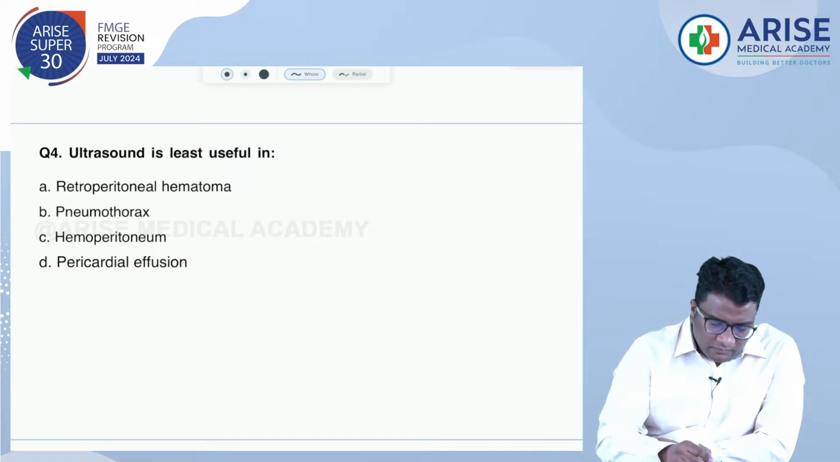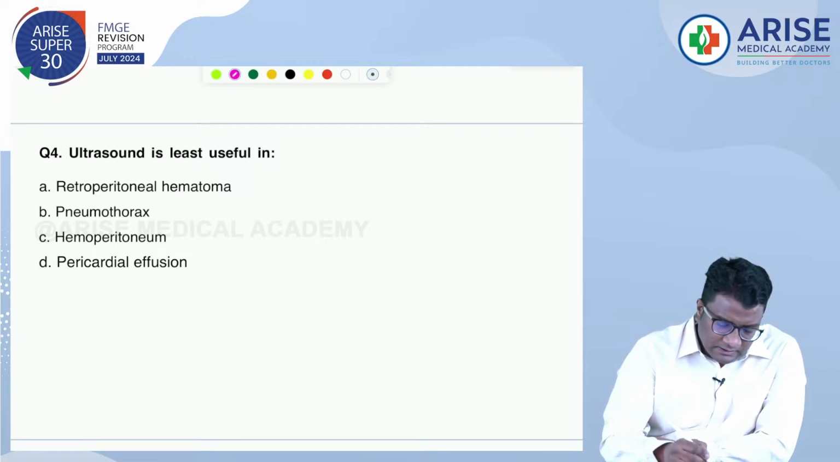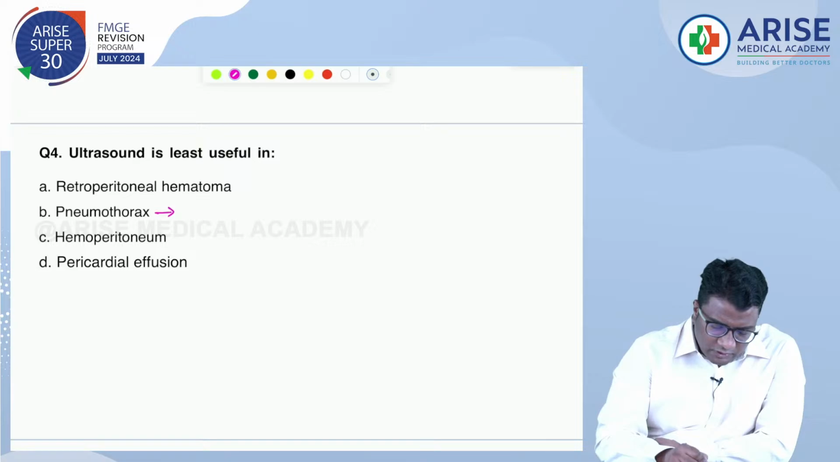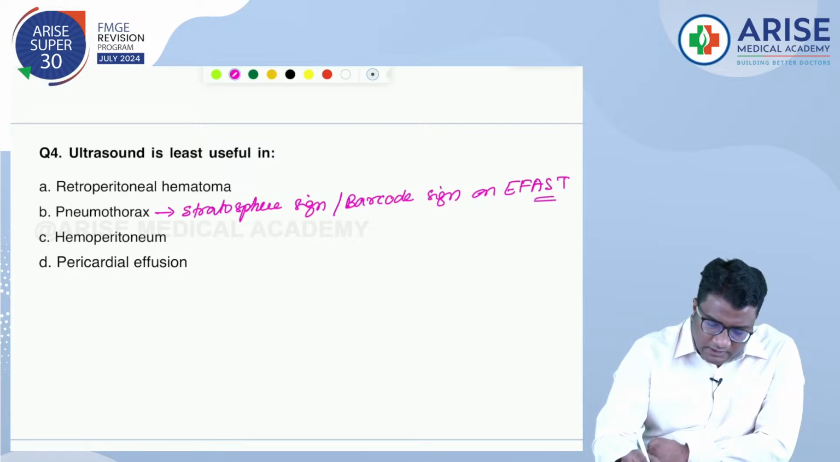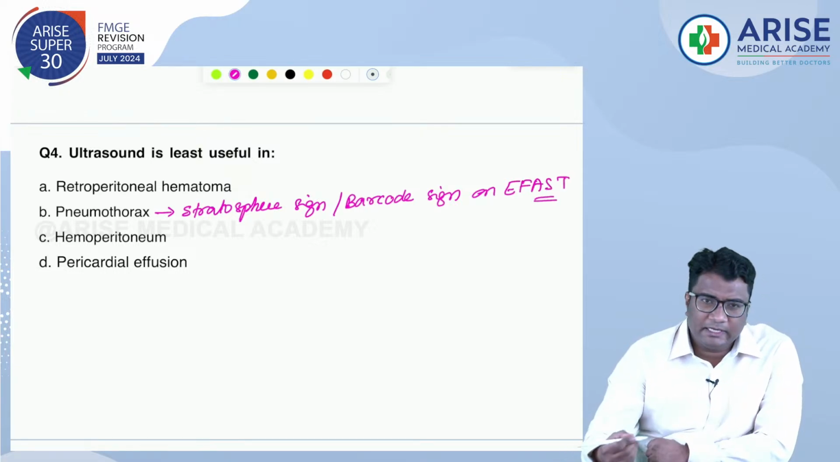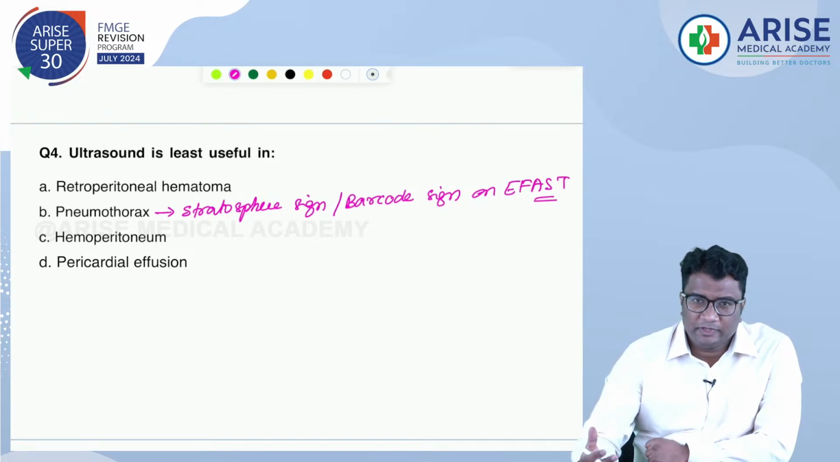pneumothorax, you must have studied this in your EFAST, will show you stratosphere sign or barcode sign on EFAST, right? That is ultrasound, right? On ultrasound. So we can detect pneumothorax on EFAST, right? So it's better than X-ray to look at pneumothorax. Ultrasound is very useful to look at pneumothorax in your patients.